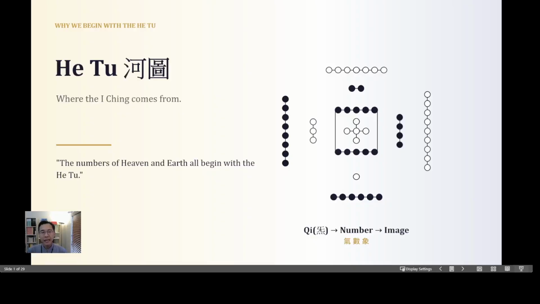Today we talk about 河图. Why? Because I Ching comes from 河图 and Luo Shu. Today we focus on 河图.